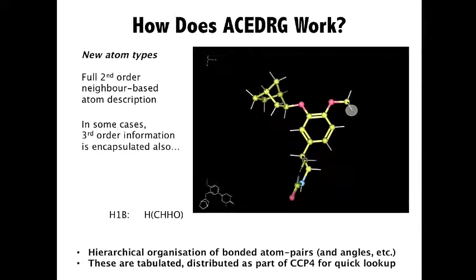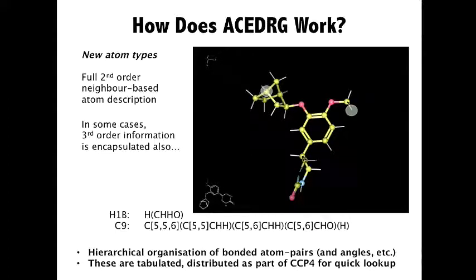So briefly, what is AceDRG doing? Here we've got a hydrogen, and we describe this particular atom as a hydrogen which is next to a carbon, two hydrogens and an oxygen. Okay, that's quite straightforward in this case. Now let's consider what we've got for this particular carbon here. We've got a carbon which is part of two 5-member rings, a 6-member ring, whose neighbours are a carbon, a carbon, a carbon, and a hydrogen, and their neighbours are... It gets complicated, but fortunately we don't have to know about this. AceDRG does this automatically, is the point. We're encapsulating second and in some cases third order information in order to have a much more detailed description of the local environment.